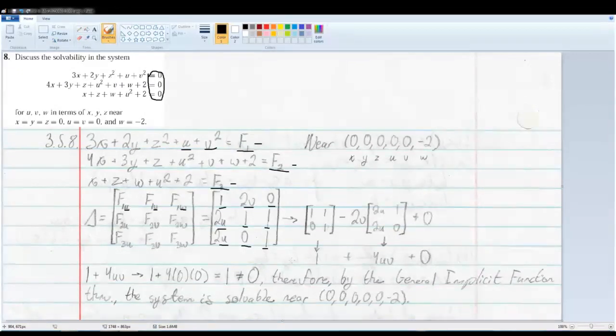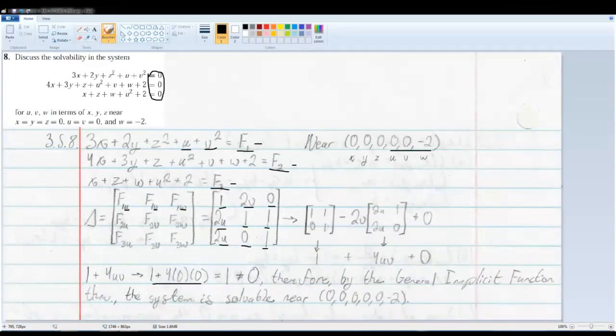Now, the next thing to do after that is to plug in these coordinates. We're looking for anything near 0, 0, -2. So that's going to be 1 plus 4 times 0 times 0, and that's 1. And the main thing we were trying to see is, is the determinant equal to 0? Because it's not, by the general implicit function theorem, the system is in fact solvable.